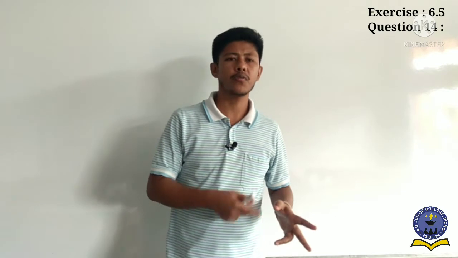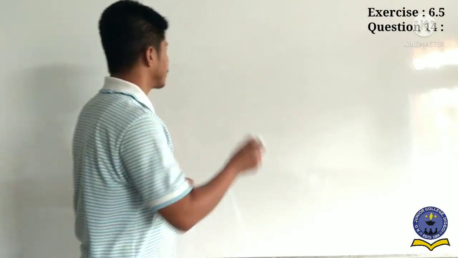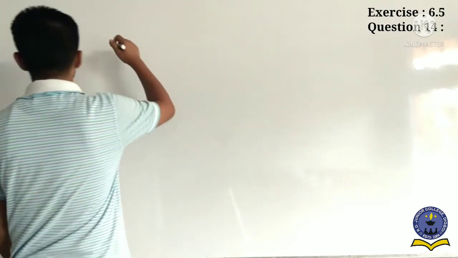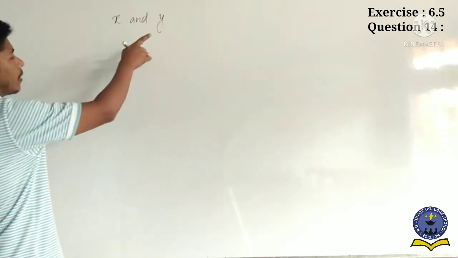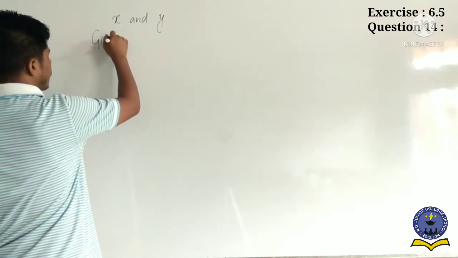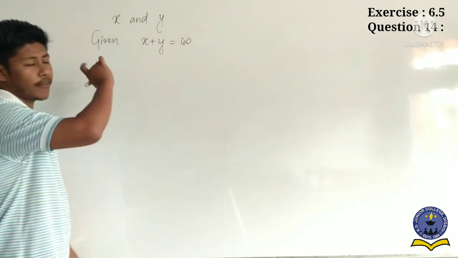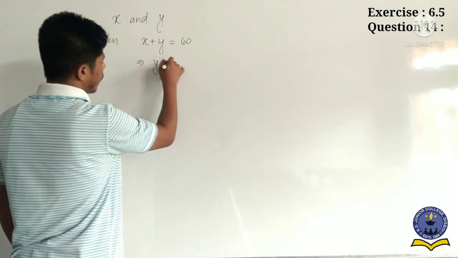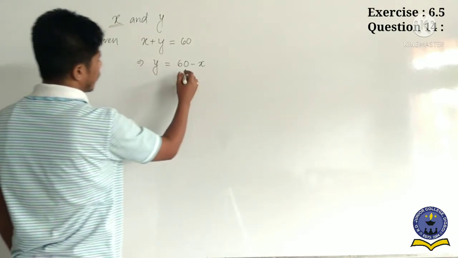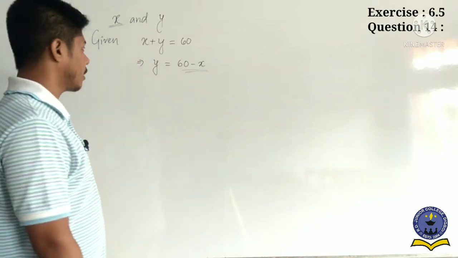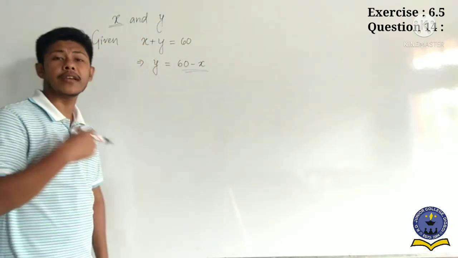First of all, the two numbers are mentioned, x and y. If we convert this into one function, first of all two numbers are given, x and y, isn't it? And the sum is also given: x plus y equals 60. So from here, if we find the value of y, we get 60 minus x. So if one number is x, another one is 60 minus x, isn't it? And the condition given is xy cube is maximum.